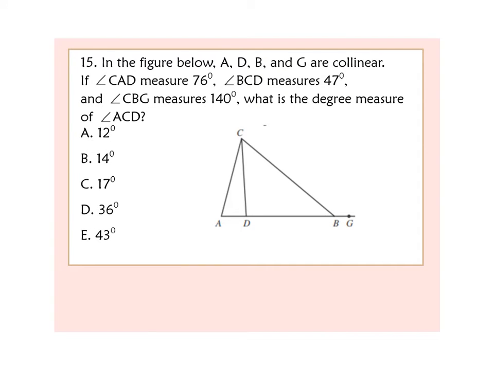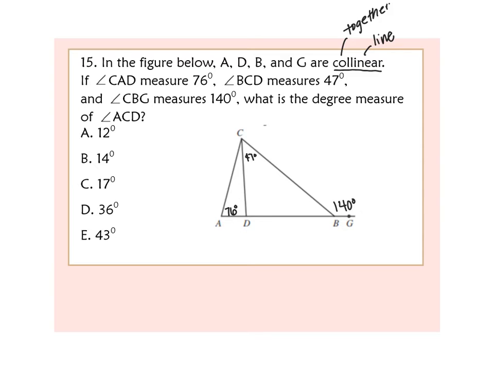Example 2 says, in the figure below, A, D, B, and G are collinear. If you forget, collinear: linear means line, co means together, so these are together on a line. If angle CAD measures 76 degrees, BCD measures 47 degrees, and CBG measures 140 degrees, what is the degree measure of angle ACD?